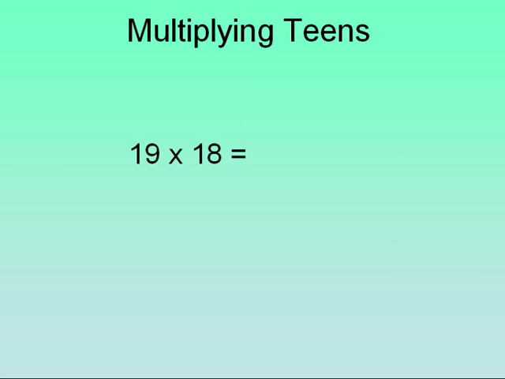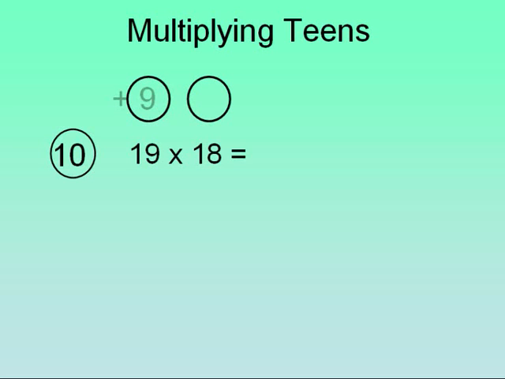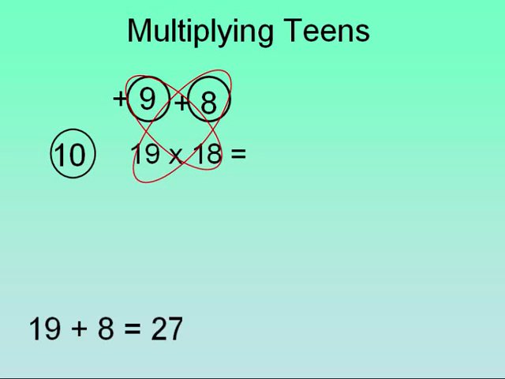19 times 18, same thing: reference number to the side, two circles above. 10 plus what gives us 19? It's 9 and 8. And we now add on the diagonal. 19 plus 8 gives us 27, and 18 plus 9 gives us the same number.